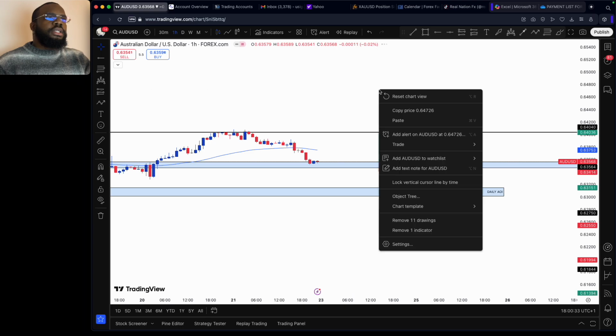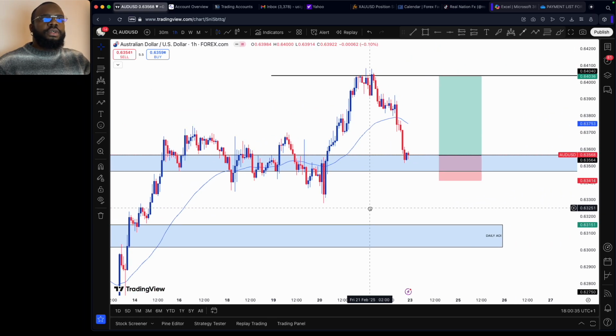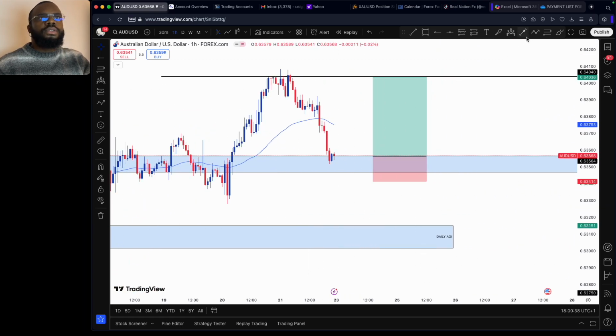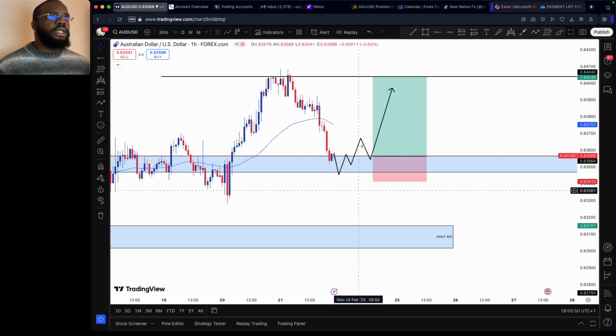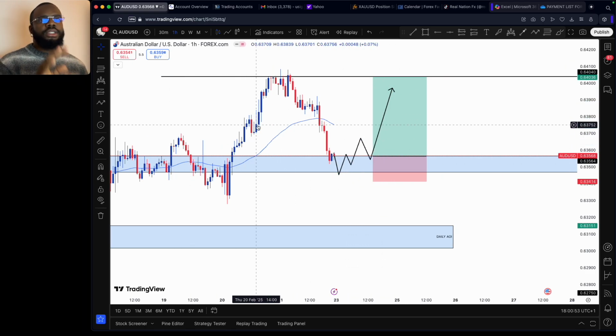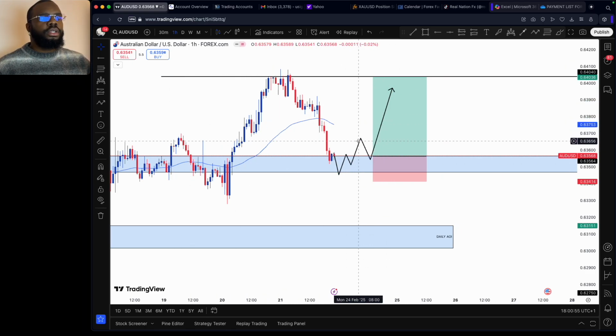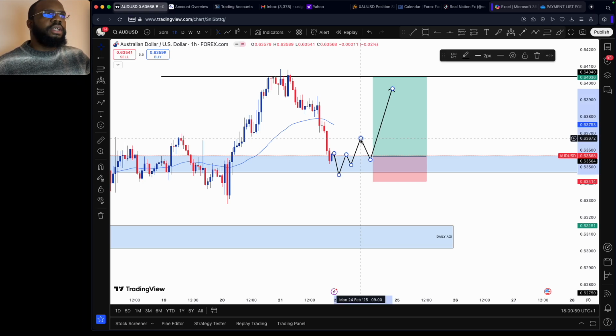Then going back down to the 1 hour time frame, what I want to see here is simple. I want to see price do something like this: breakout, retest, then take the price to the upside. This is for AUD USD. It's very simple, if price does this move perfectly.